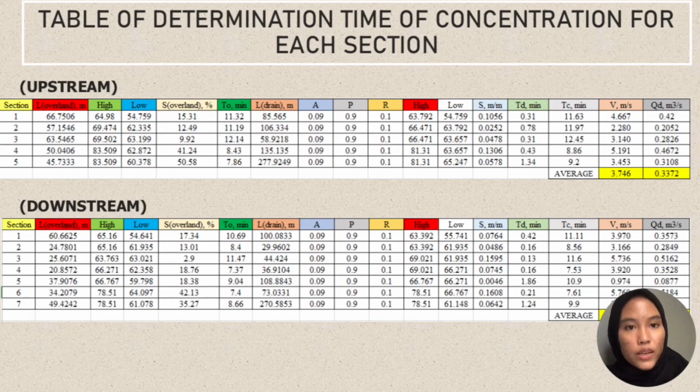second. After we calculate the peak discharge for every subcatchment, we need to get the average for the 12 subcatchments' peak discharge. So the average peak discharge for 12 subcatchments is equal to 0.3442 meter cube per second.